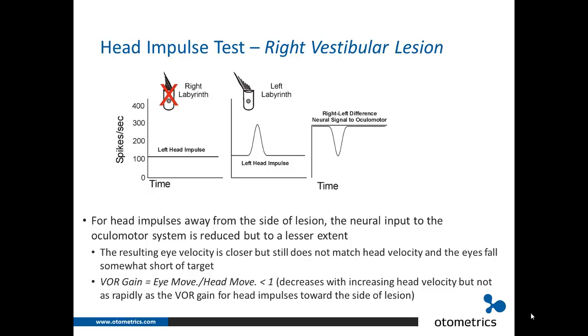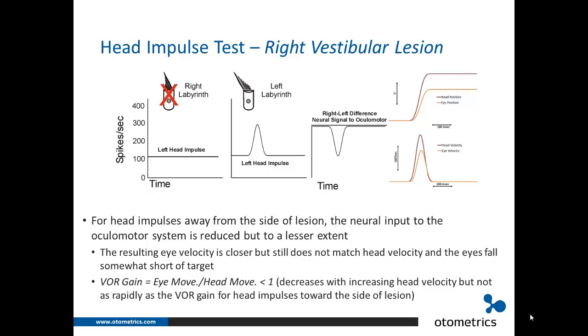As a result, the neural command to the oculomotor system and the resulting eye velocity is proportional to the head velocity, but it's smaller. This means, contrary to what one might assume, the head impulse responses away from the side of lesion are not normal. In fact, it's possible to have catch-up saccades during head impulses away from the side of lesion, especially if the damage is substantial.